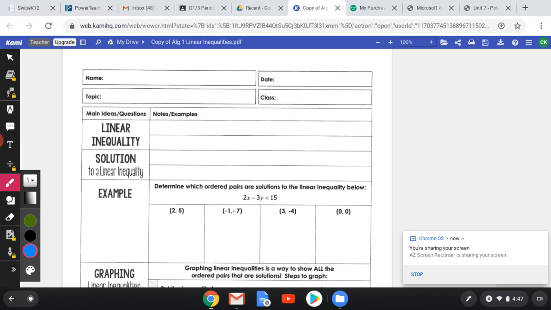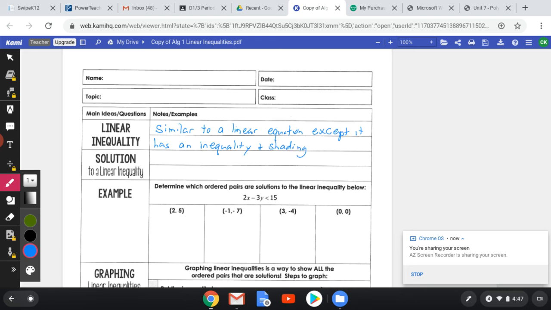So what is a linear inequality? Well, a linear inequality is similar to a linear equation, except it has an inequality symbol and shading, which we'll see what that is in a moment here.